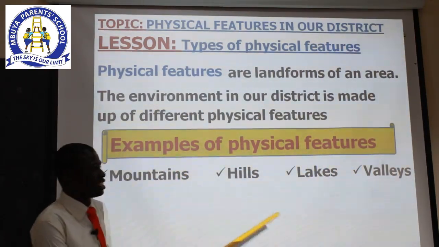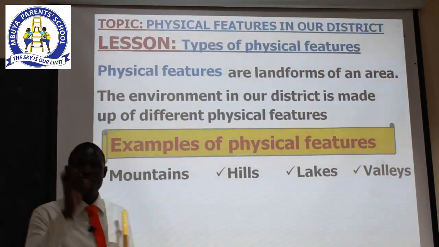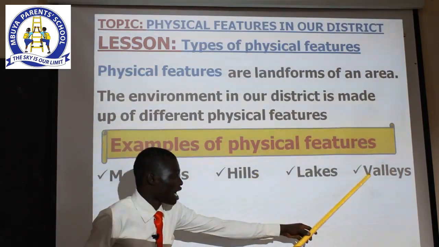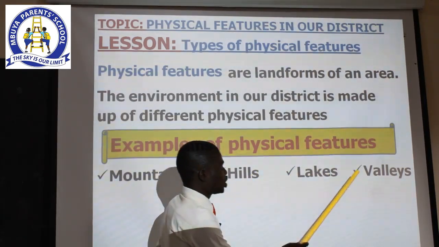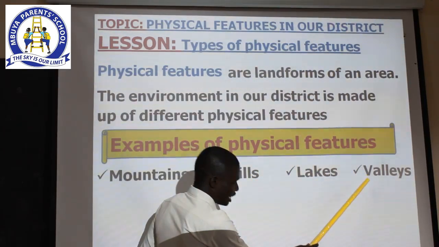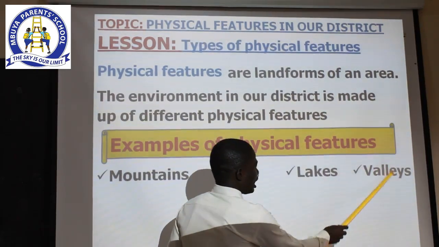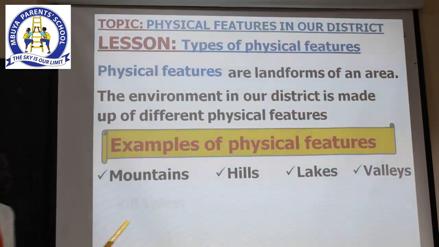And now, this is where we have another problem. The spelling of the word valleys. Most of you also tend to spell the word valleys wrongly. Can we again spell the word valleys together? Valleys. V-A-L-L-E-Y-S. Valleys. Let's move on to other physical features.